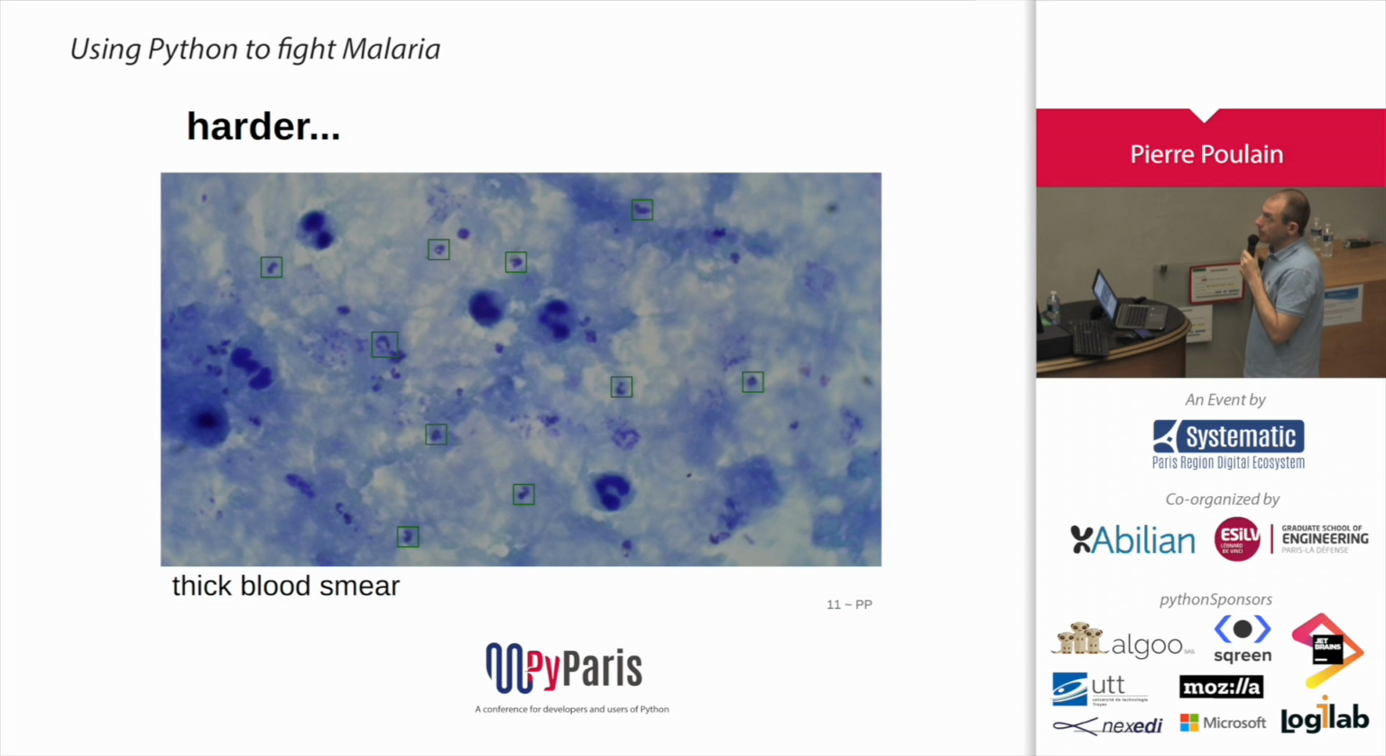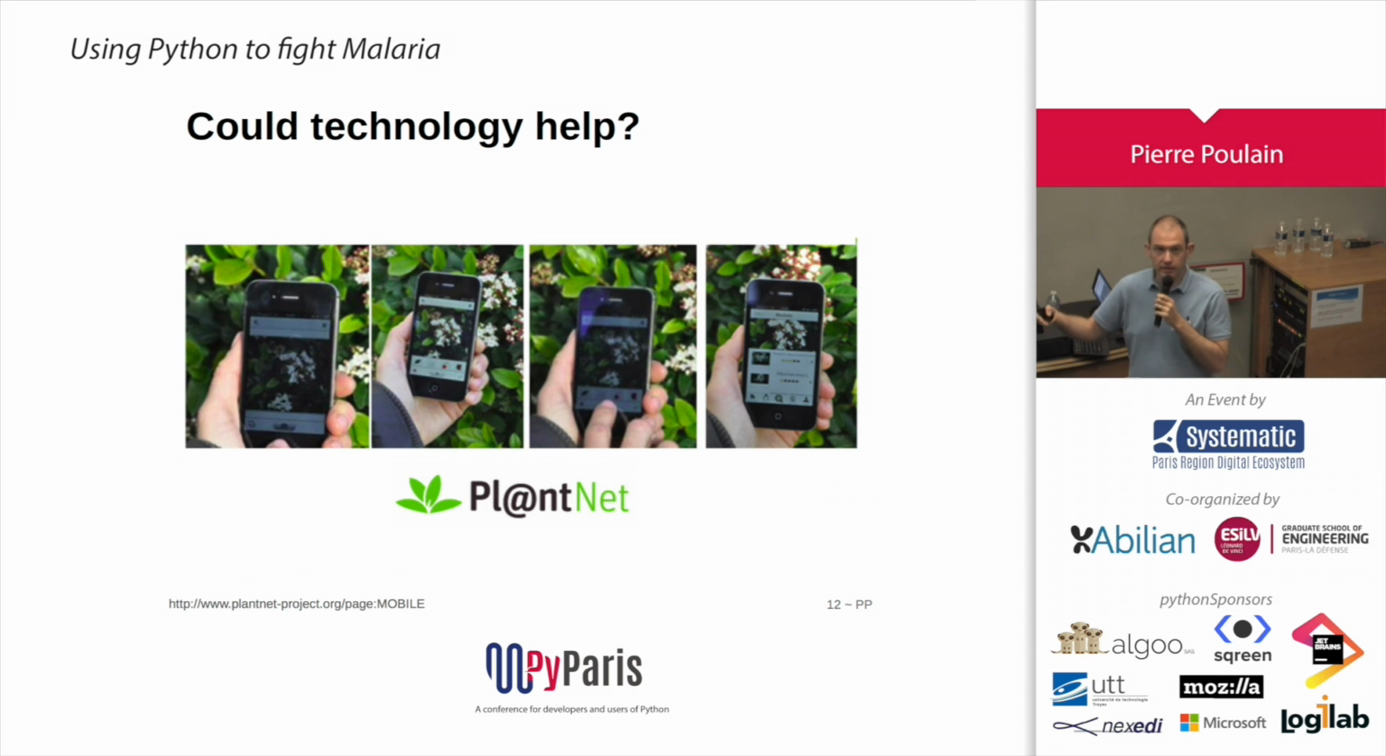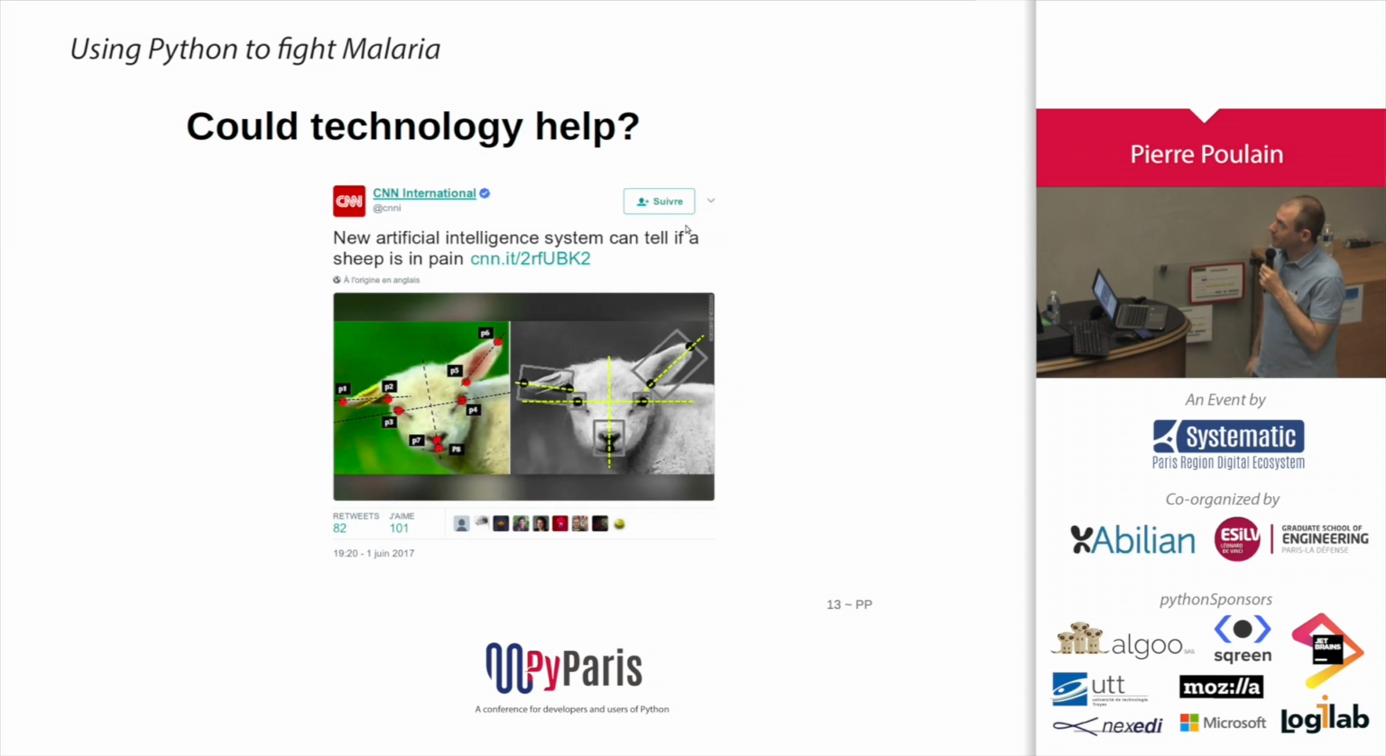So, could technology help in finding parasites in the image? We believe so. Why? Because within the last few years, we have had very nice developments in image analysis. I really like this project by INRIA, I guess. It's called PlantNet. You take a picture of a flower with your smartphone, and then it will give you the name of the flower. This is a very fun application, very interesting.